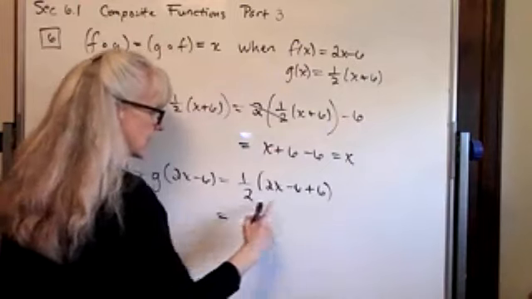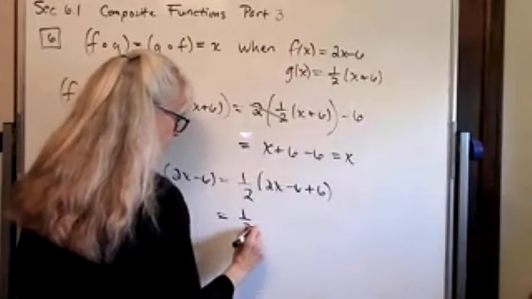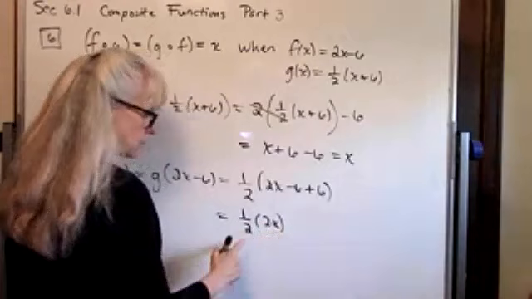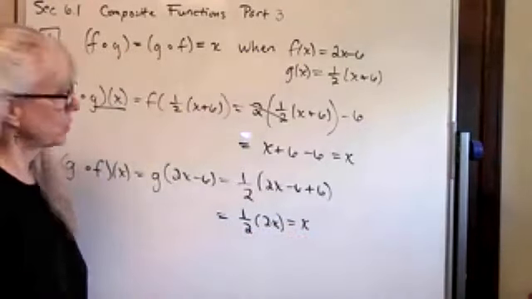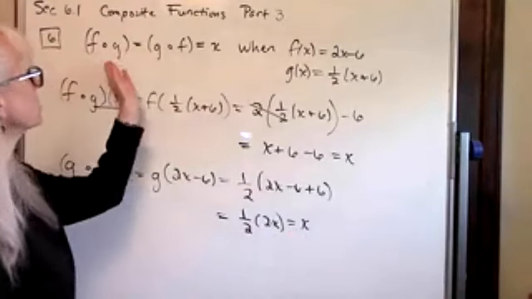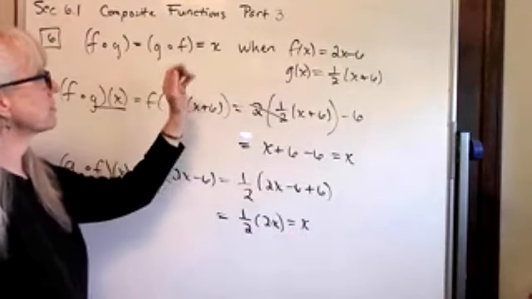Okay, well, this time the 6's are going to cancel, and I have 1/2 of 2X. Well, half of 2X is also just X. We did get exactly what they said. When we did F compose G, we got an X. When we did G compose F, we got an X.